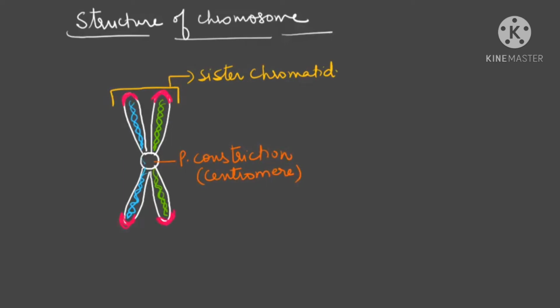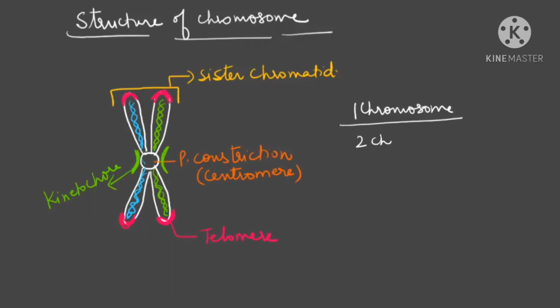So, see carefully, these are the telomeres. And on either side of the centromere, you're finding this proteinaceous disc-like structure, which is known as kinetochore. Is it clear? Right now I've drawn only one chromosome. So we can say one chromosome has two chromatids, and they are known as sister chromatids.